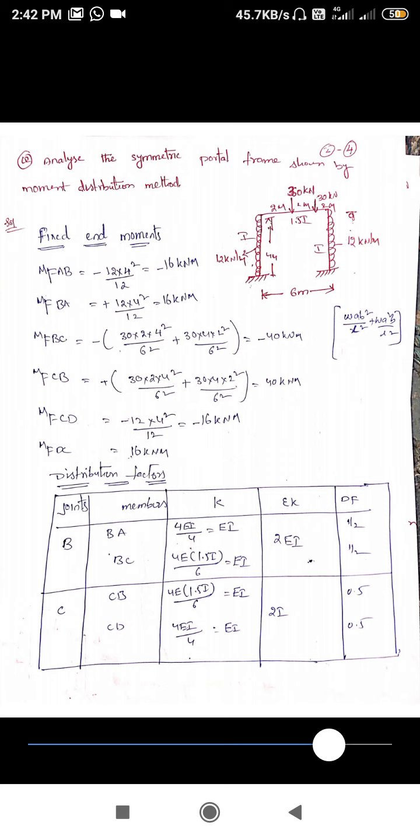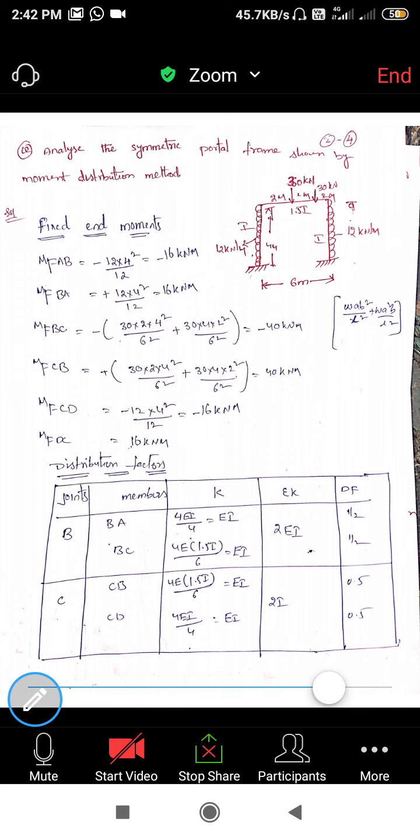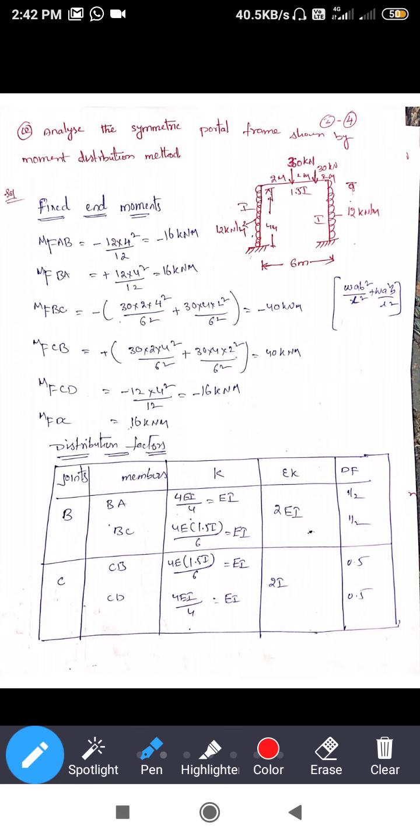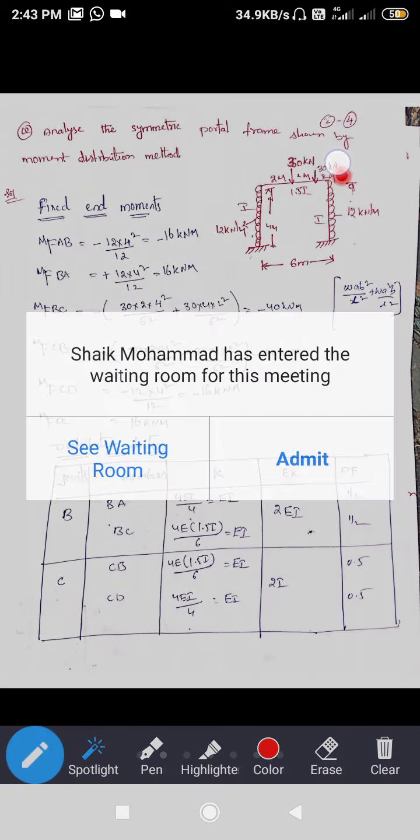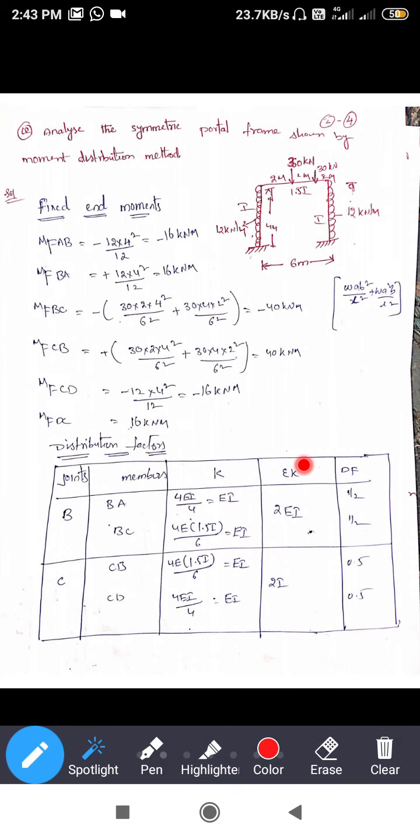In the same way, first you can neglect this 30. You can write this formula: 30 into AB square by L square. So here W is 30, A is 2 meter, B is the remaining 4 meter, total 6 meter.